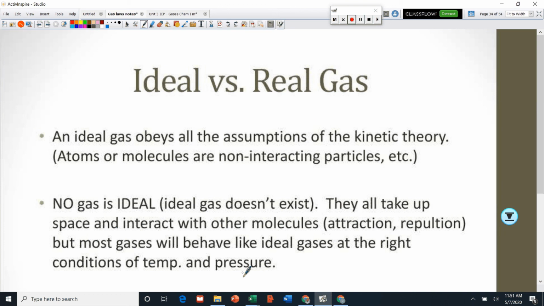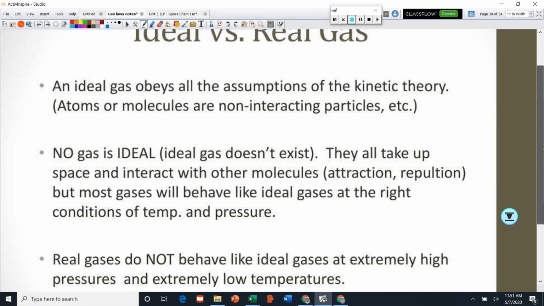What we know is that anything that has mass has some sort of gravity, some sort of attraction. We know that molecules, because they're surrounded by electrons, at the very least experience London dispersion forces, if not dipole-dipole interactions or even hydrogen bonding. So the shape of the molecule and the things going on are really going to determine how much that changes. So no gas is perfectly ideal.